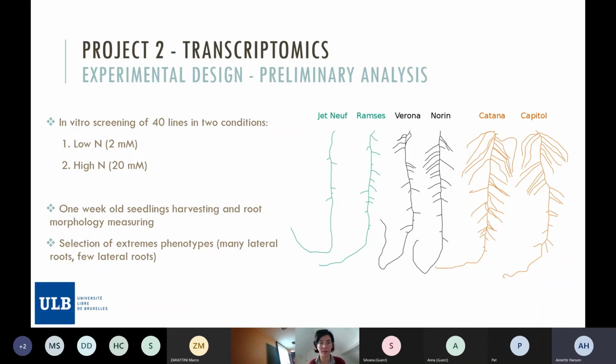So first, as I was saying, we screened a lot of lines, 40 lines, for checking the natural variation regarding the root phenotype in two different nitrogen conditions, low and high. And among these, we chose 6: 2 because of their extreme phenotype on one side with very small number and very short lateral roots, 2 for their extreme phenotype on the opposite side, and 2 with the intermediate phenotype to use as control.